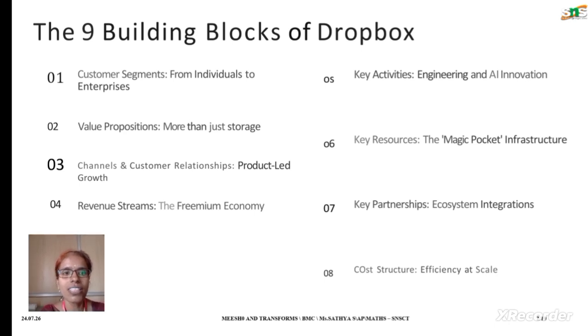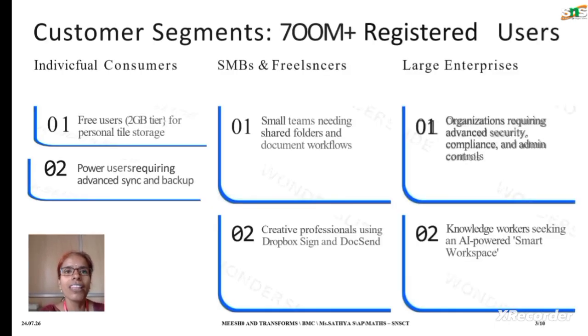That is the thing we are going to see one by one. The next thing is customer segments. There are 700 million registered users in this startup company, covering individual consumers, SMBs, free users, and large enterprises. There are 3 categories. In the first category, free users, that is the 2 GB tier, which is very personal storage. The second is power users requiring advanced sync and backup.